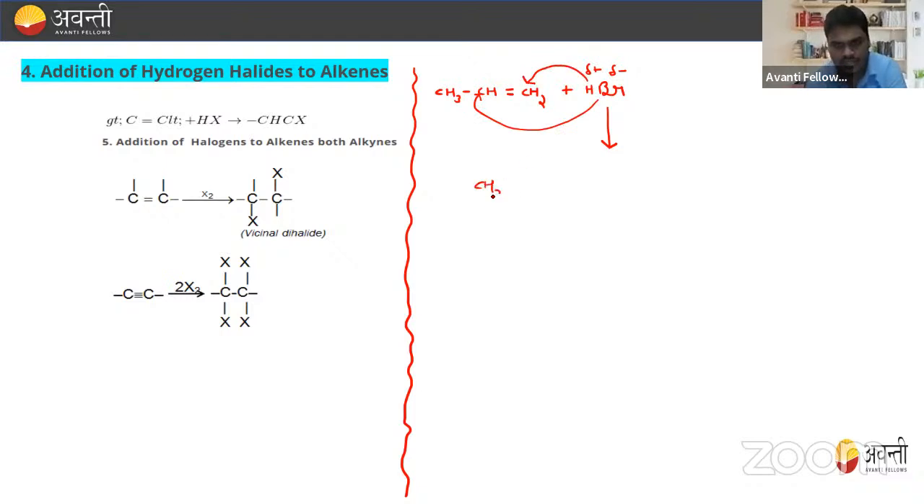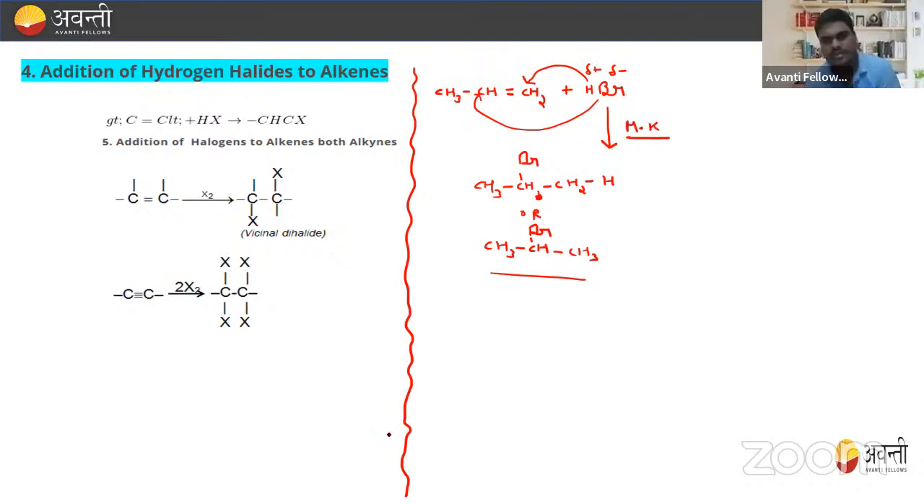So the product formed is CH3, CH, here Br will come, and here again H will come. So the product becomes CH3-CHBr-CH3. We'll get the product 2-bromopropane. So this is known as Markovnikov's rule.